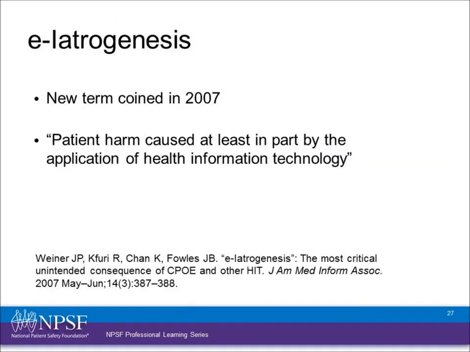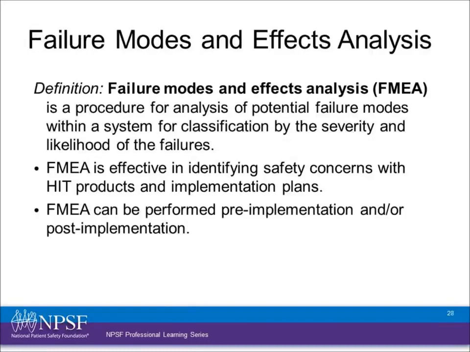In 2007, a new term was introduced called e-iatrogenesis. This term is really defined as patient harm caused at least in part by the application of health information technology. Watching for episodes of e-iatrogenesis is a big part of implementing a health information technology. So one strategy for identifying and prioritizing these technology process gaps that have the potential to harm patients is to use failure modes and effects analysis.